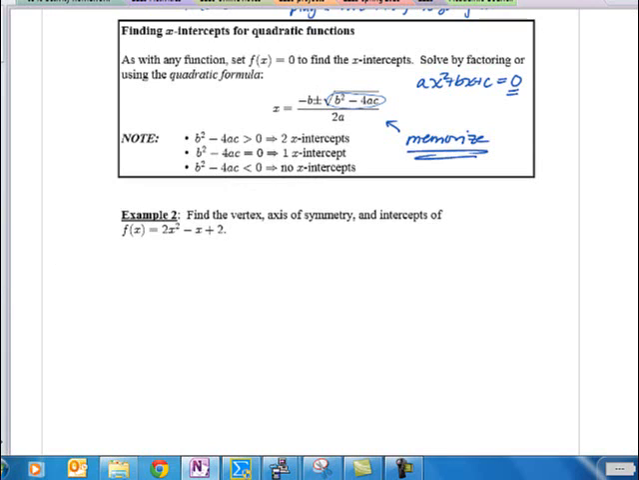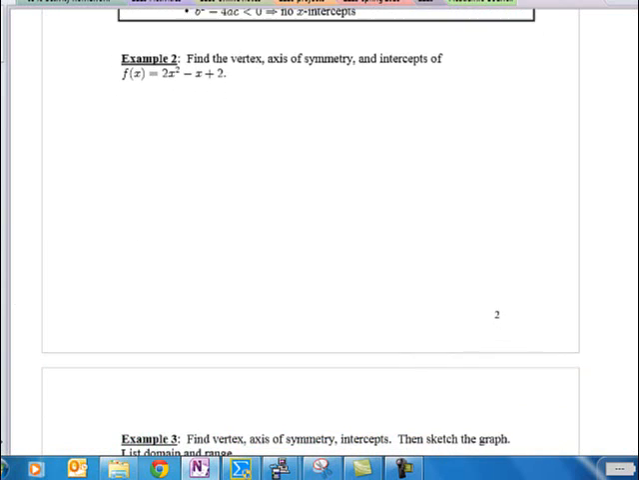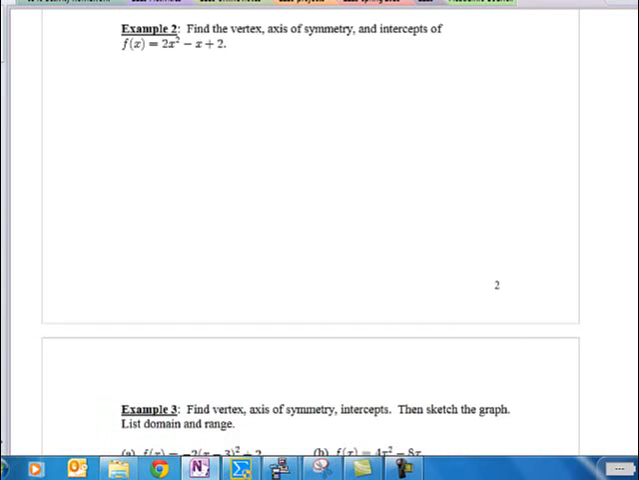So let's go through a bunch of examples. Find the vertex, axis of symmetry, and intercepts of this graph. Let's also add intervals of increase and decrease to that list. So we're not going to actually sketch this graph necessarily very carefully, but we're going to find all the details just analytically.